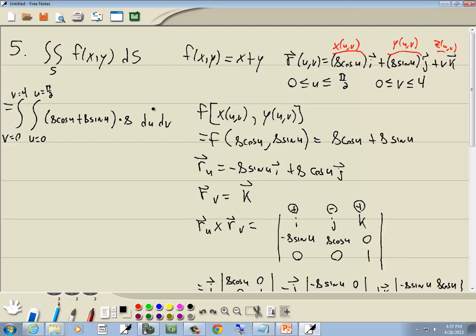Okay, well, we can take that 8 and put it out in front, and we can even factor an 8 out of these, so that's going to give us 64 out in front. And then v is equal to 0 to v is equal to 4, and u is equal to 0 to u is equal to pi over 2 of cosine u plus sine u du dv.